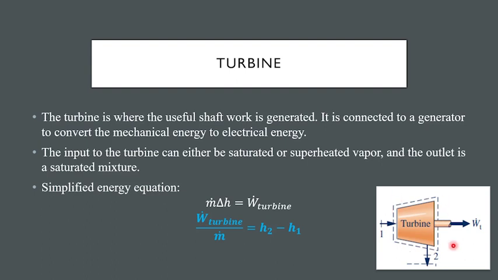If we consider the turbine as our system with stream 1 entering and stream 2 exiting, we have here the simplified energy equation: the shaft work generated by the turbine is equal to the mass flow rate of the steam or the working fluid multiplied by the change in enthalpy. This change in enthalpy is simply H2 minus H1, or the specific enthalpy in stream 2 minus the specific enthalpy in stream 1. This is just a review of our previous lessons.